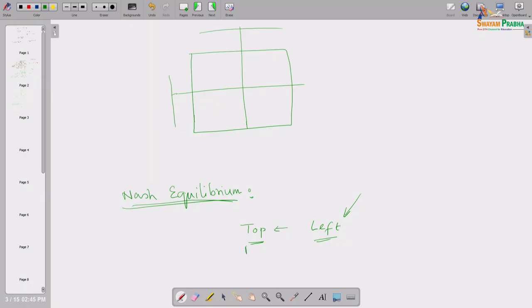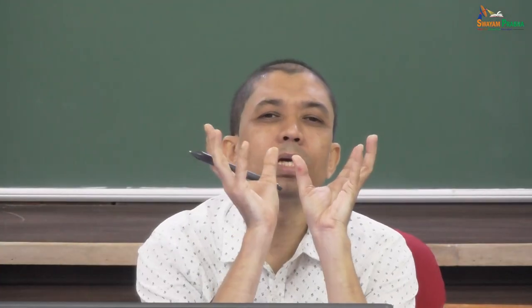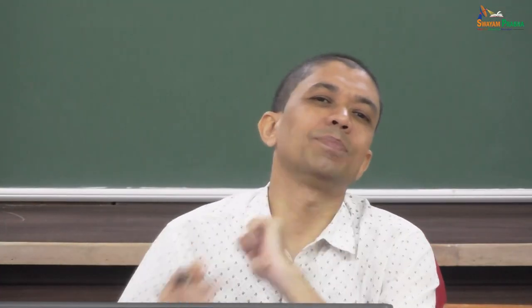So it is a pair: this is best given this, and not only that, this is best given this. So, we need a pair of strategies such that, given the other player's strategy, my strategy is the best for me, and given my strategy, the other player's strategy is the best for that player. If we get such a pair of strategies, that pair is called a Nash equilibrium.